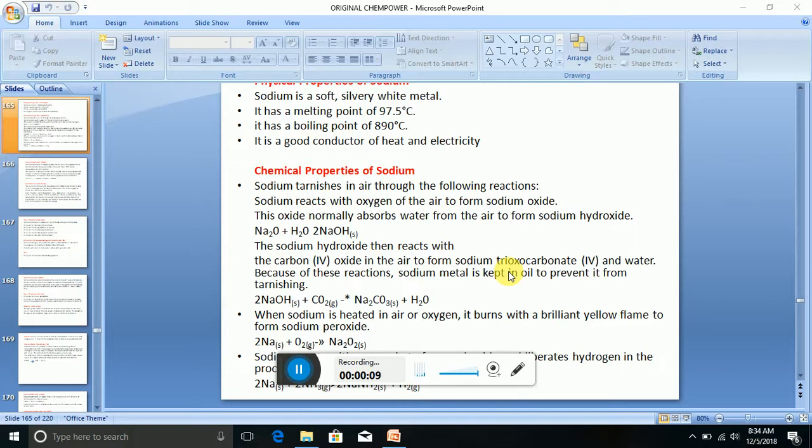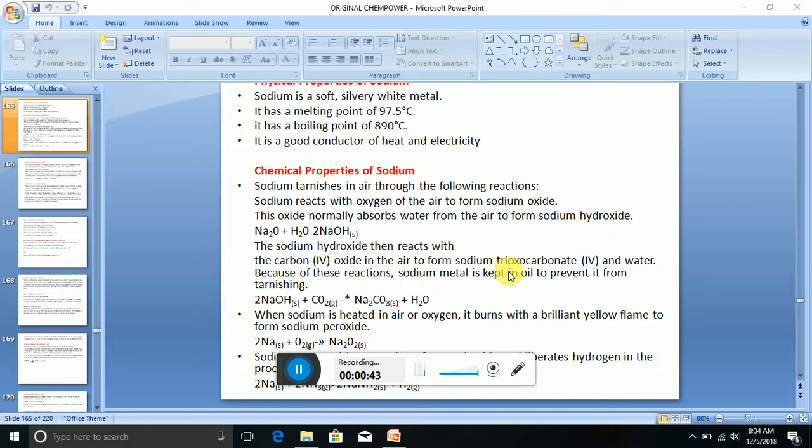Sodium tarnishes in air through the following reactions. Sodium reacts with oxygen of the air to form sodium oxide. This oxide normally absorbs water from the air to form sodium hydroxide. The sodium hydroxide then reacts with carbon(IV) oxide in the air to form sodium trioxocarbonate(IV) and water.